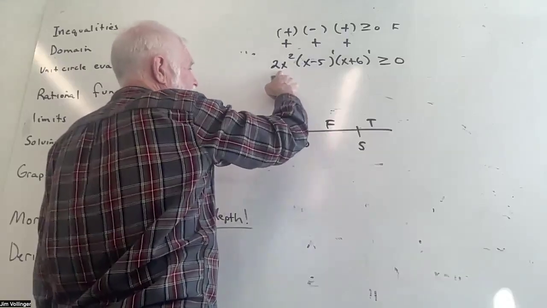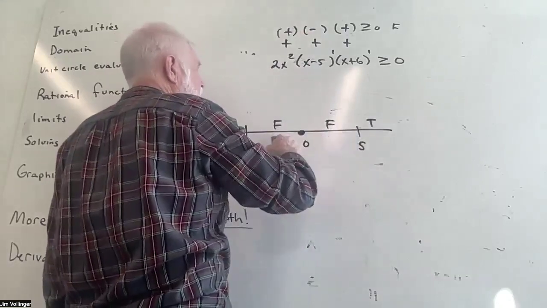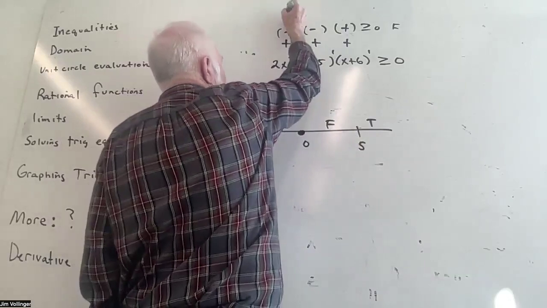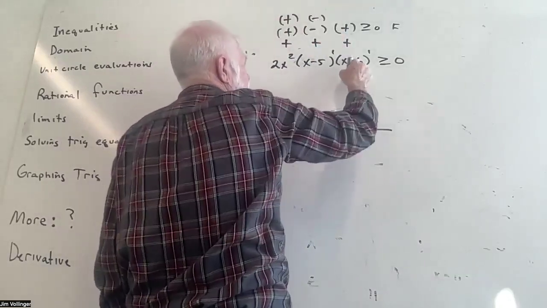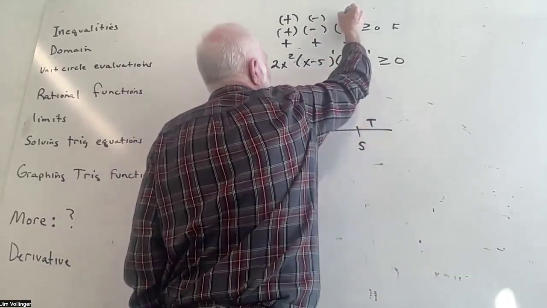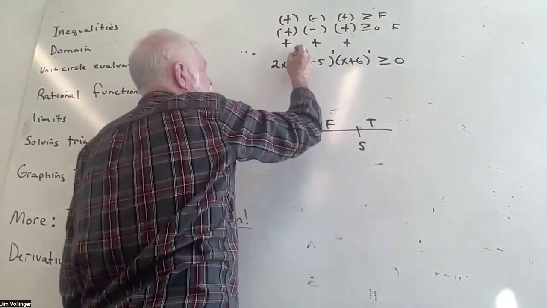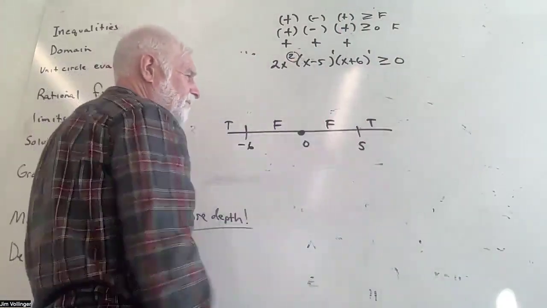And I know nothing's changing here, whether I pick -1 or positive 1. It doesn't change this parentheses. -1 squared times 2 is still positive. -1 minus 5 is still negative. And -1 plus 6 is still positive. And that's still going to be false. And I knew that because of the even exponent. All right, so that's the stuff you're going to be practicing.